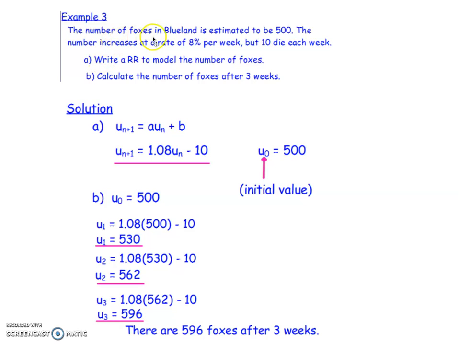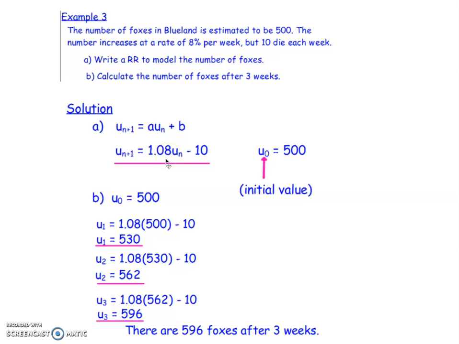The number of foxes in Blue Land is estimated to be 500. The numbers increase at a rate of 8% per week, but 10 die each week. So we're going to write down a recurrence relation to model the number of foxes, and then we're going to calculate the number of foxes after 3 weeks. So let's look at the multiplier. The number increases at a rate of 8% per week. So that's going to be 100 plus 8 divided by 100, giving me a multiplier of 1.08.